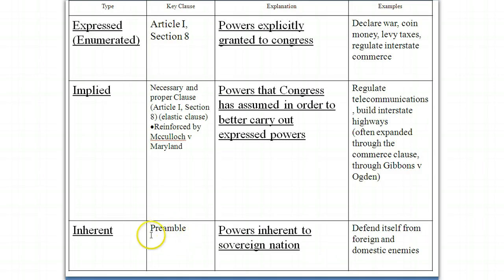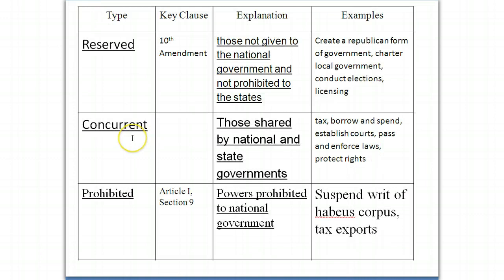And the preamble hints at these, but basically, they are the power to defend itself from foreign and domestic enemies. Like, no matter what, if you're a country, if somebody attacks you, you can defend itself, and that doesn't have to be stated in the Constitution. So these are three of the main types of powers given to the national government. Next, we're going to look at some other types of powers that incorporate the states a little bit more.